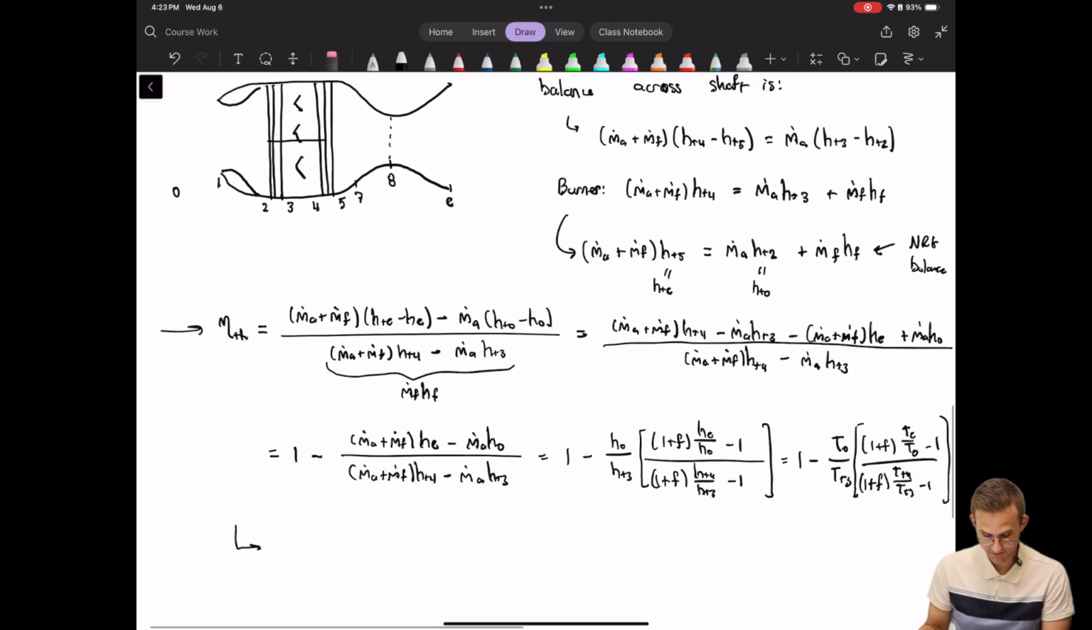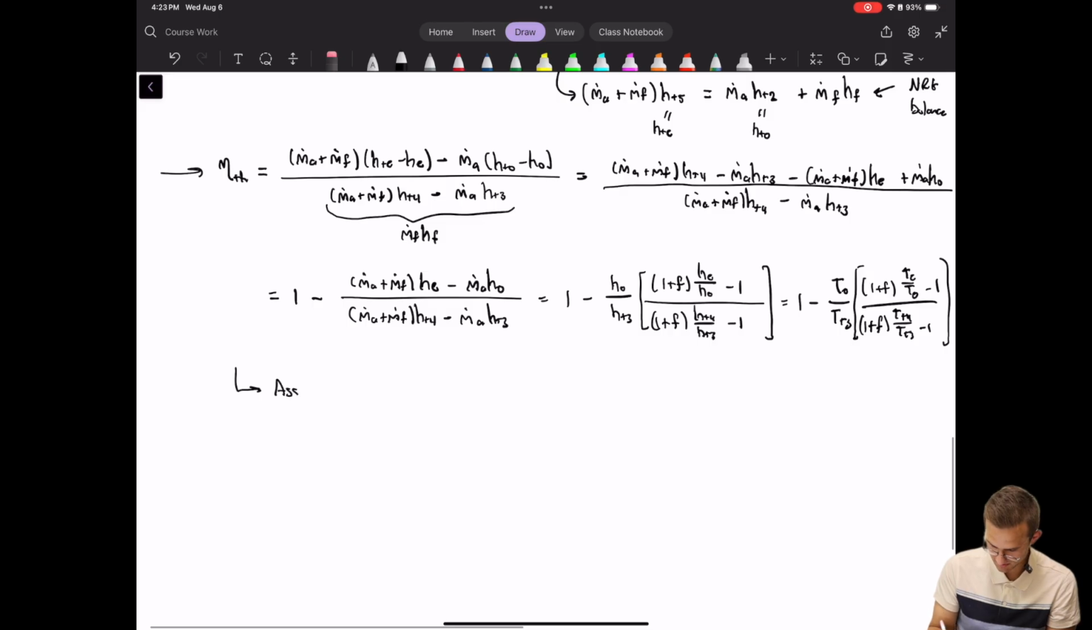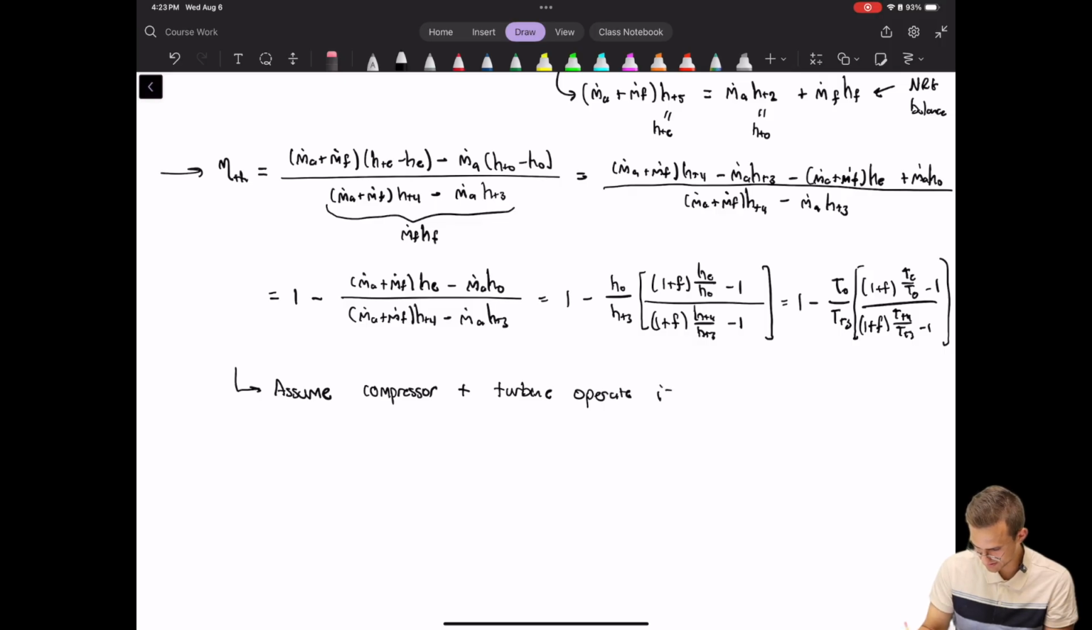So for stations 0 to 3, we're going to assume, and in fact this is a very key assumption, that the compressor and the turbine operate isentropically. Okay, so assume compressor and turbine operate isentropically.